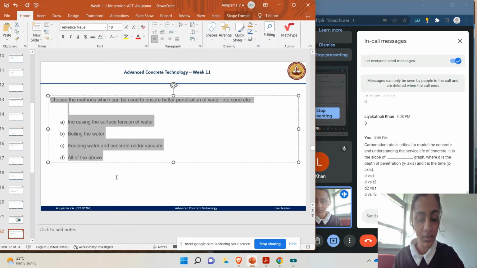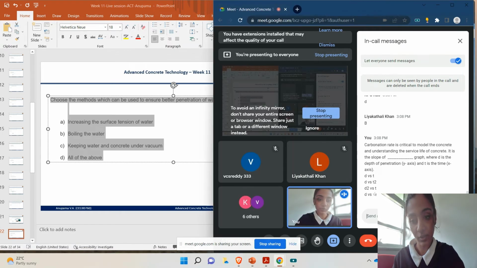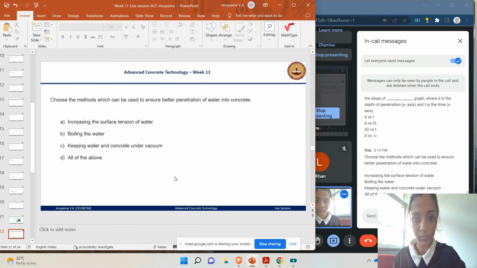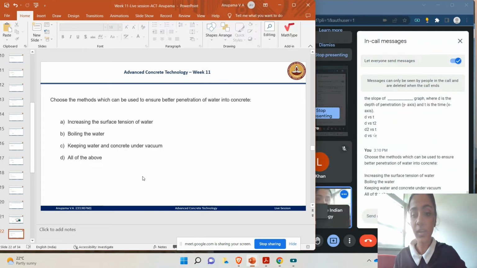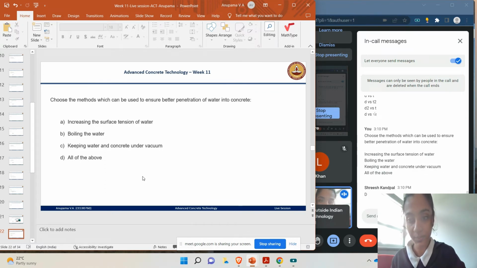Choose the methods which can be used to ensure better penetration of water into concrete. If at all you want more water to get into the concrete, what are the methods which we can use? Option A, increasing the surface tension of water. Option B, boiling the water. Option C, keeping water and concrete under vacuum. And D, all of the above.